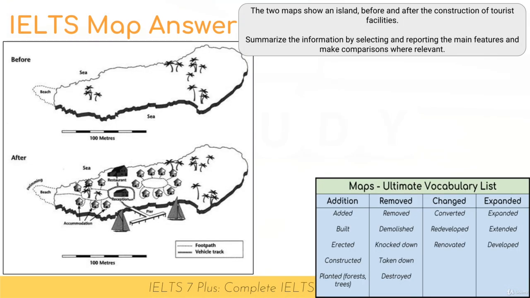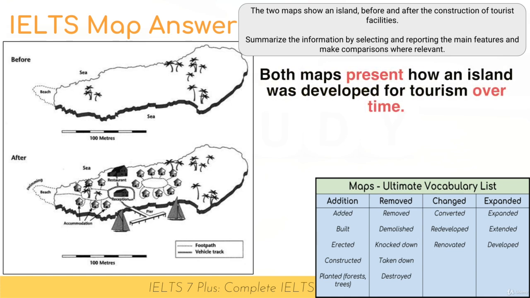Let's read through the question. The 2 maps show an island before and after the construction of tourist facilities. Summarize the information by selecting and reporting the main features and make comparisons where relevant. The first thing I'll need to do, as with any IELTS Writing Task 1 question, is to paraphrase for my introduction.